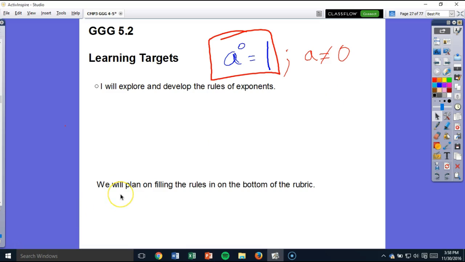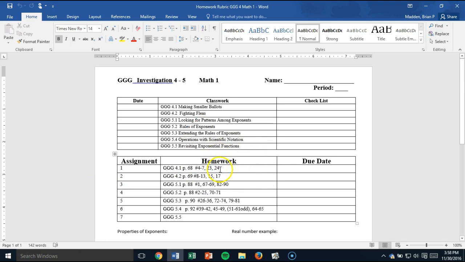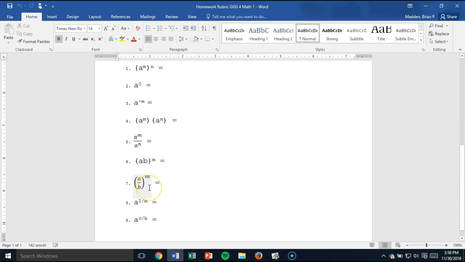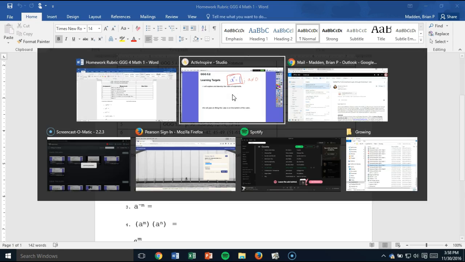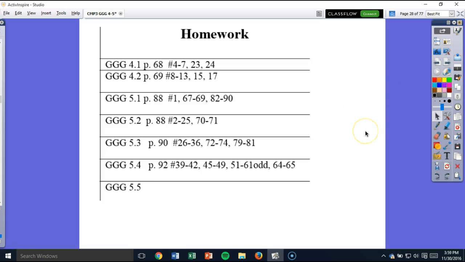Down here at the bottom, I tell you that we will plan on filling the rules in on the bottom of the rubric. I already gave that to you. That is this with our homework, and down at the bottom, we have these different rules and properties that we're going to go through on the videos, and we'll go through more of them in class. But I'm going to skip forward because there's a lot to go over here and I don't want the video to go too long. 5.2, the ACES questions 2 through 25 and 70 through 71.